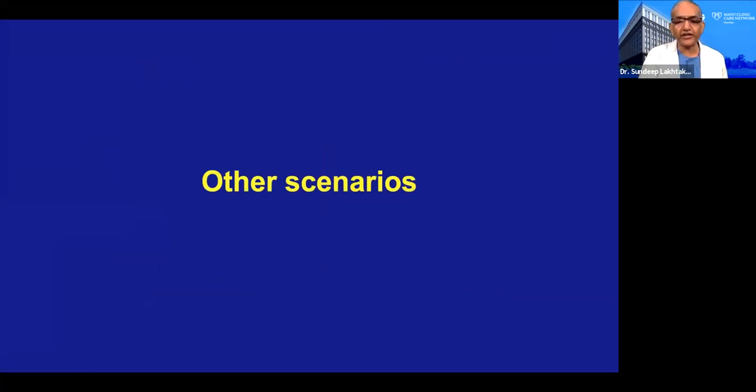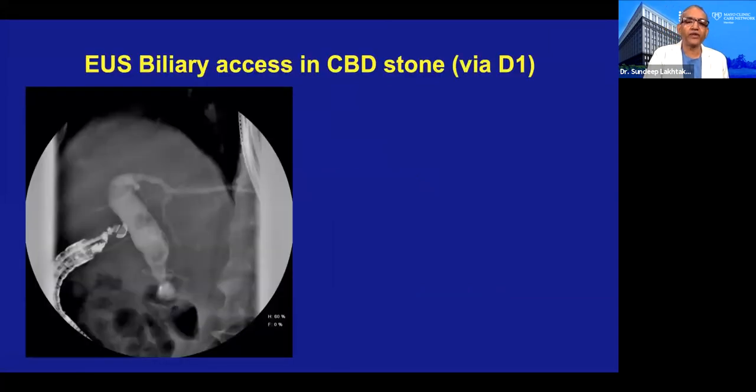Let me show you some more interesting scenarios which can occur when you do ERCP and stone removal. What if you're not able to reach the bile duct? That's where EUS comes into the picture, which I'm sure both Gaurav and Sudipta would agree with, when we're not able to cannulate the bile duct. In this patient, it was an intradiverticular papilla, and we could not cannulate several times over. So we did an EUS guided rendezvous procedure.